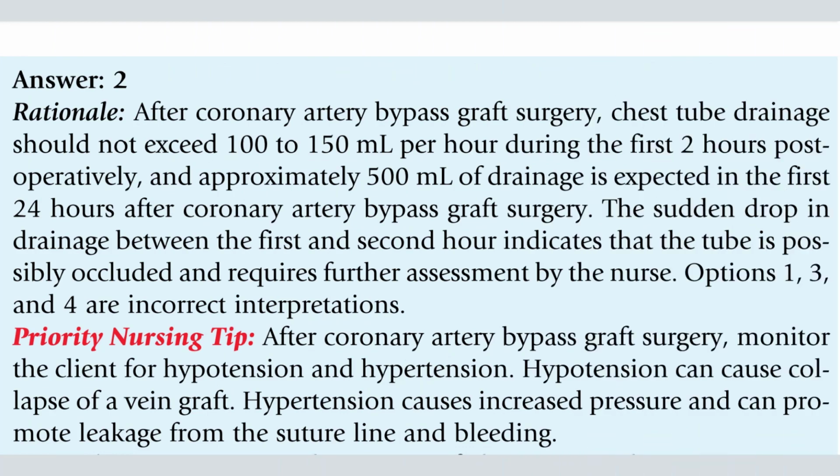Answer 2. Rationale: after coronary artery bypass graft surgery, chest tube drainage should not exceed 100 to 150 milliliters per hour during the first 2 hours post-operatively, and approximately 500 milliliters of drainage is expected in the first 24 hours after coronary artery bypass graft surgery. The sudden drop in drainage between the first and second hour indicates that the tube is possibly occluded and requires further assessment by the nurse. Options 1, 3, and 4 are incorrect interpretations.